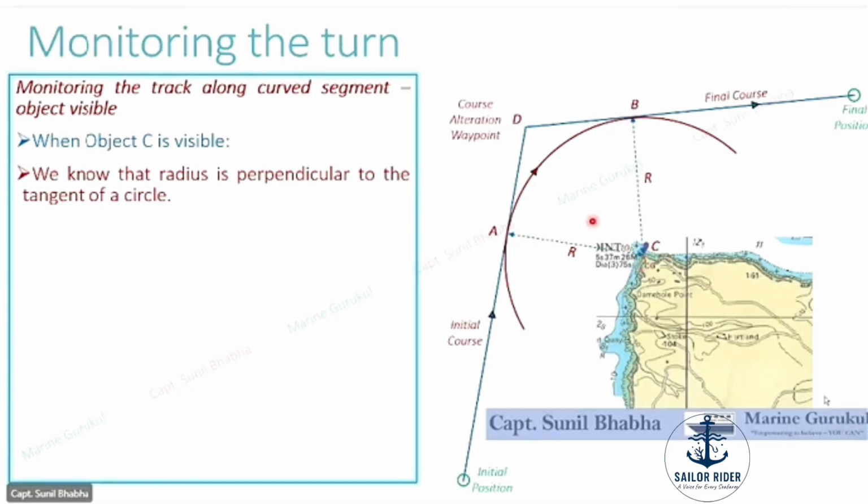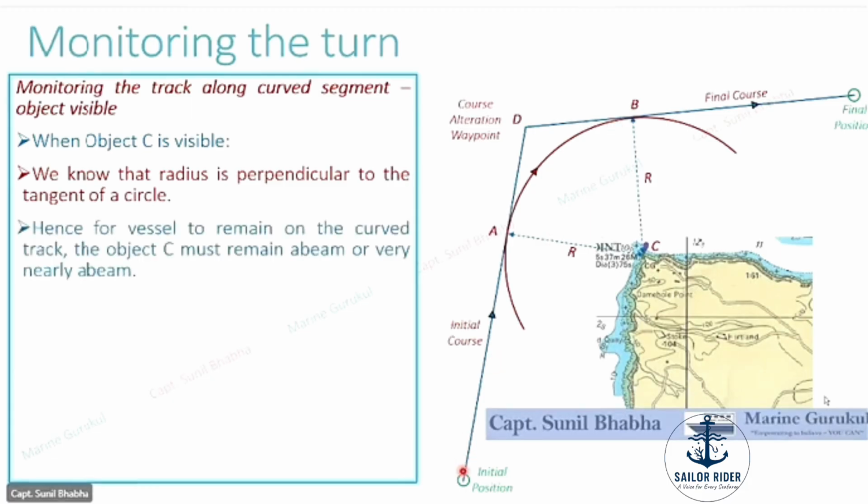Now the bearing of the lighthouse, whenever the ship is moving on the curved path, always represents the radius of the turning circle, and the fore and aft line of the ship represents the tangent to this turning circle. So the fore and aft line and the bearing of the lighthouse should remain at right angles. Let us understand this from the diagram.